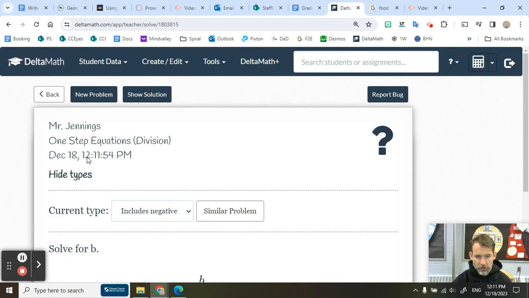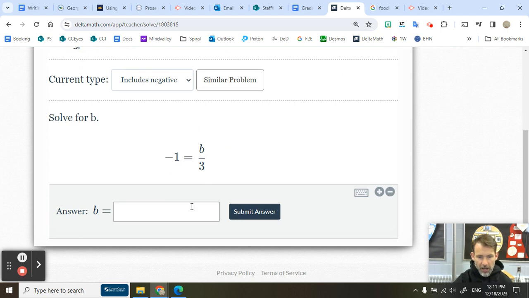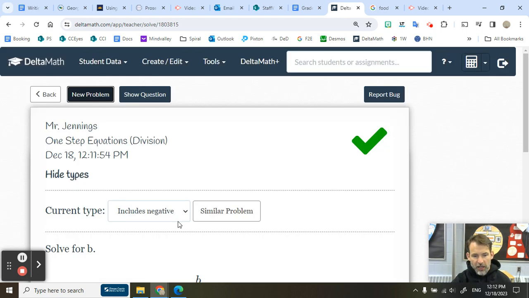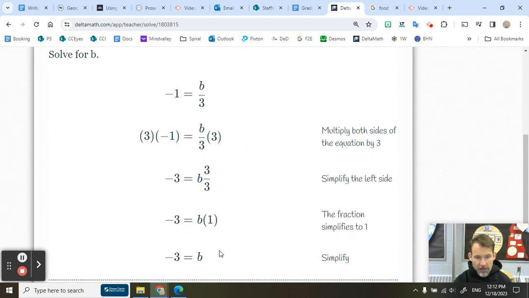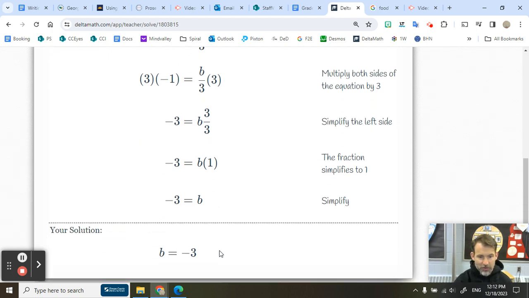Oh, and another thing that you can do with these, of course, I have here b is negative 3 because I multiplied both sides by 3. And then I push enter. And then it shows me a solution. Multiply both sides of the equation by 3. Don't mind if I do. Simplify the left side. The fraction simplifies to 1. Simplify. They sure added a lot of extra steps. But it does help me understand where all this is coming from. Cool. All right. Minus 3 is indeed equal to b.